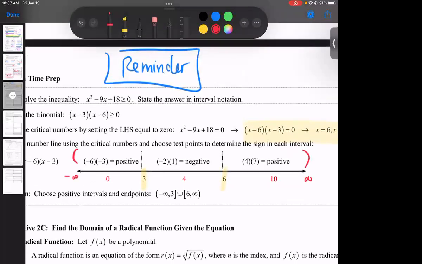Can I include the number 3 for my inequality? Should I put a bracket or parenthesis at 3? Why bracket? Yeah, why bracket? Very good. Yeah, very good. Because it's the denominator, right? It's okay to have 0, and they say the ratio equals 0. So bracket, same thing with 6. That means when you plug 6 or 3 into the inequality, it's 0, and it's okay because of this.